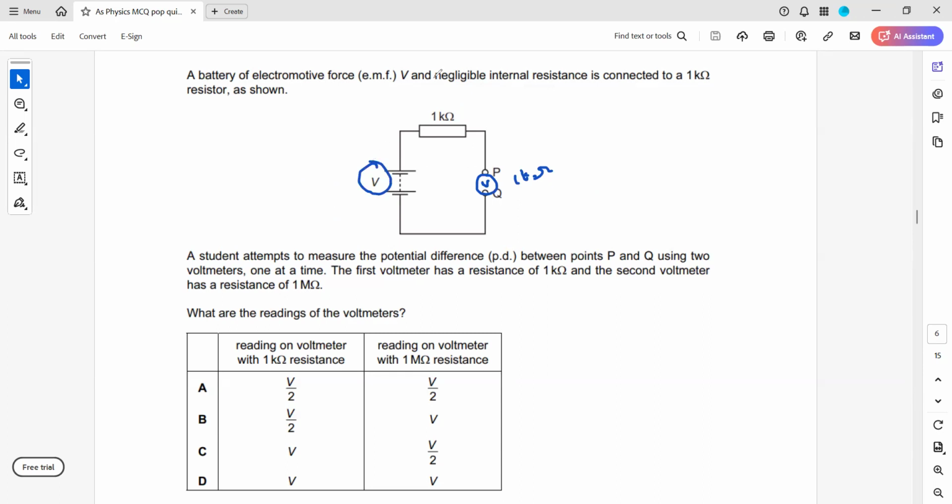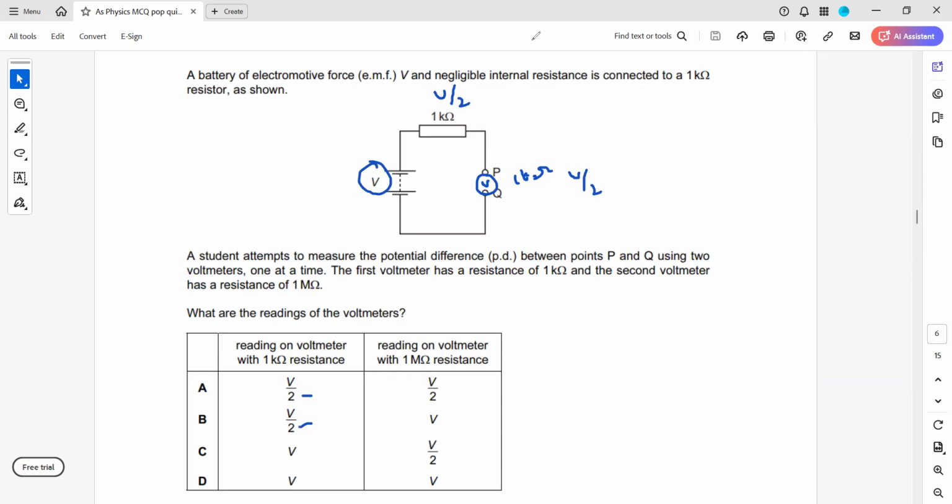If the total voltage is V, how much voltage will be here? It will be V by 2. And how much voltage will be here? It will be V by 2 as well. So the voltage will divide evenly. So any option V by 2 is correct. So either A can be an answer or B.